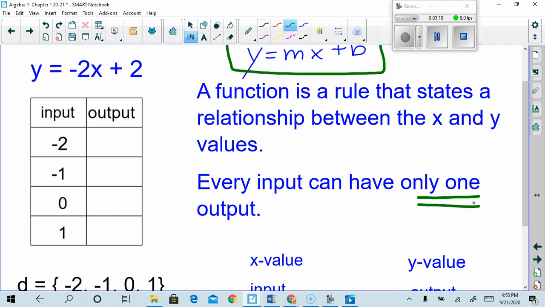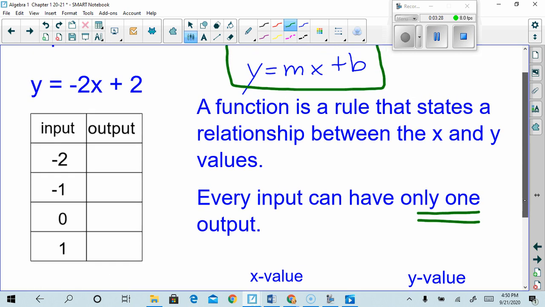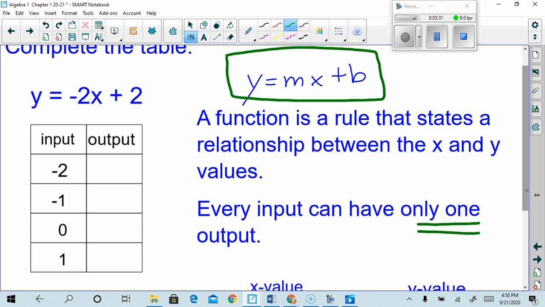So, given the x values or the input values or the domain, -2, -1, 0, and 1, I would like you to go and complete this table of values. Please do that now. Now remember, we did this when we evaluated expressions, we're going to replace x four different times. We're going to start with our -2 times 2, which is -4. -4 plus 2 is -2.